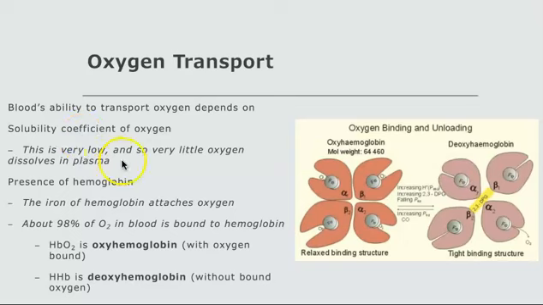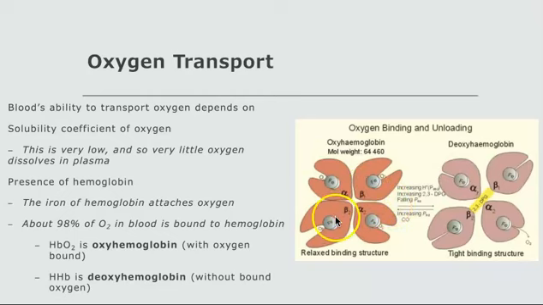So this is going to be very low as far as our oxygen. So very little oxygen actually dissolves in plasma. So we have the presence of hemoglobin to assist with this. So here's our hemoglobin molecule. You can see that it's made up of these 4 different subunits.